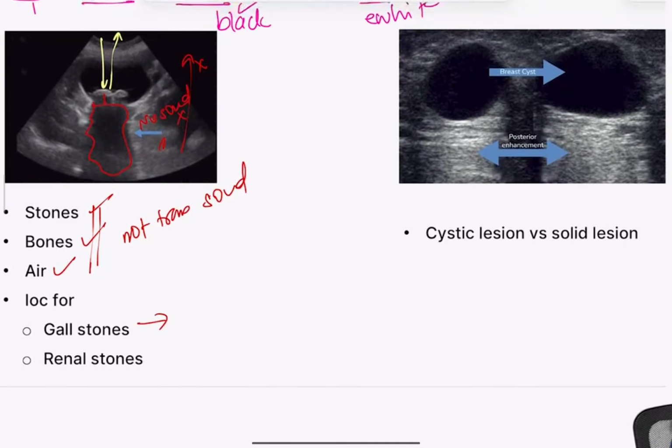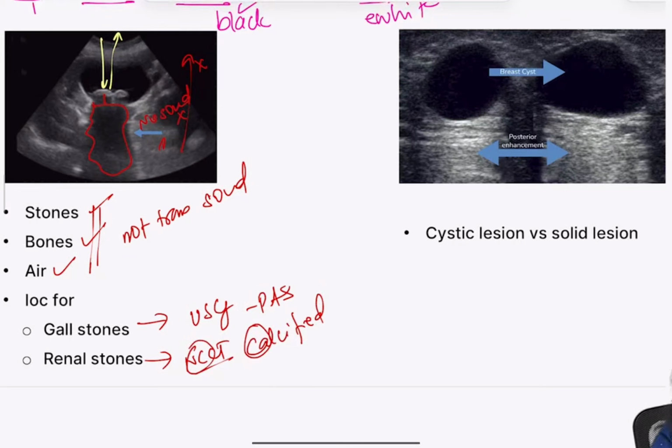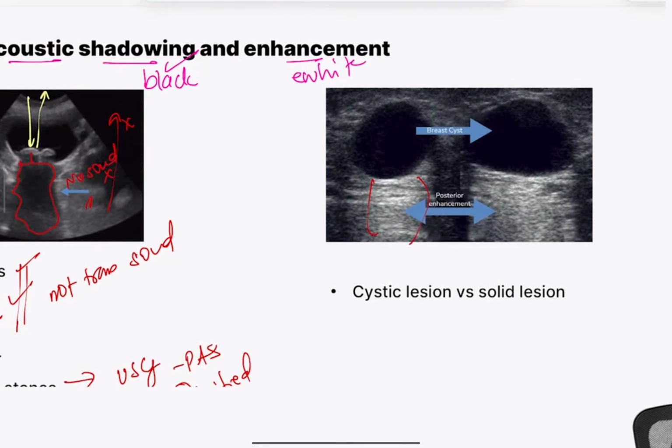So remember, like we said, for gallstones, the investigation of choice is USG. You identify by posterior acoustic shadowing. For renal stones, it is non-contrast CT because they are calcified stones. Calcification is best picked up on CT. Posterior acoustic enhancement. So look at this white area behind this.